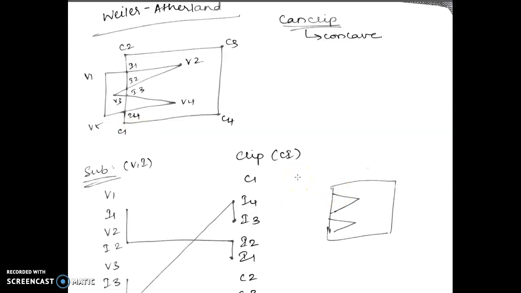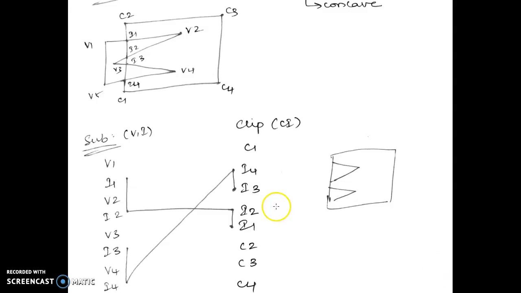Now the subject is actually the object. The subject under consideration is the polygon, and the clipping window is given by the clipping vertices, that is C1, C2, C3, C4. Now we are going to start from V1, and find all the intersecting points along with the vertices. If you see carefully, we write V1, then we see I1. So we move from here: V1, I1, V2, I2, V3, I3, V4, I4, V5 and back to V1.